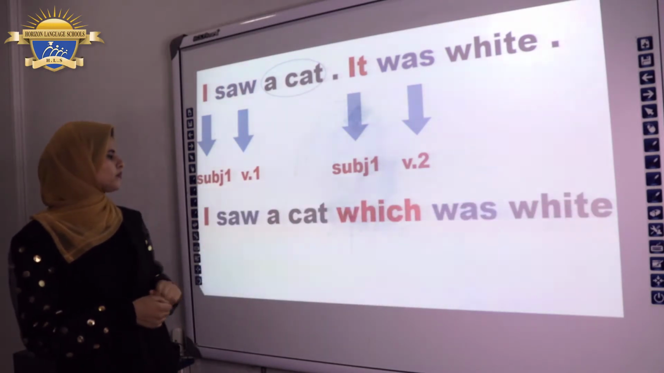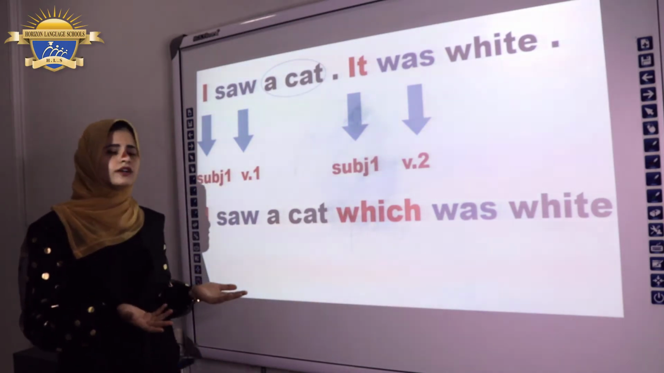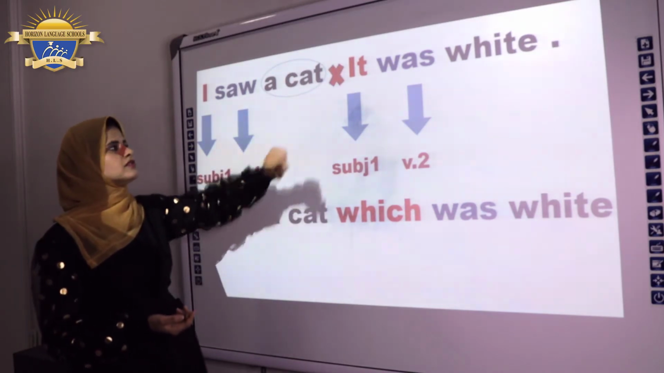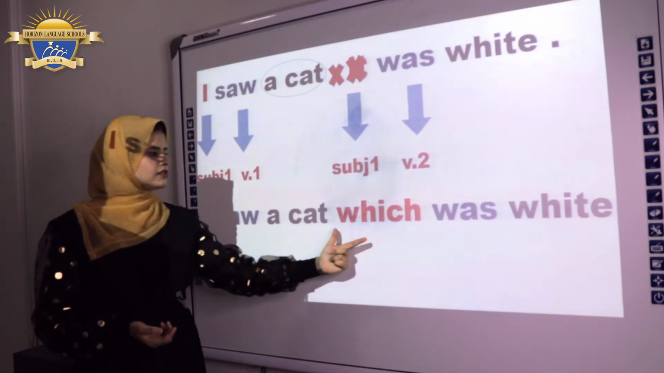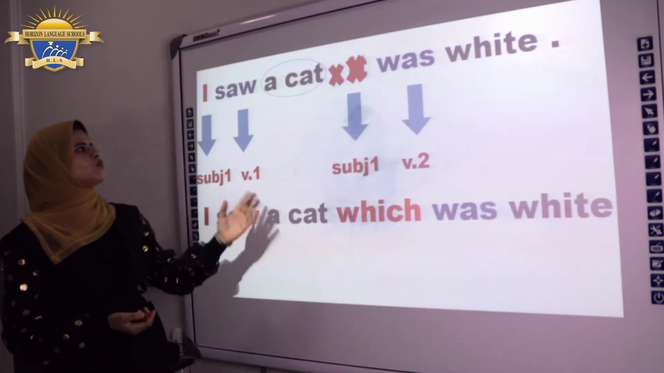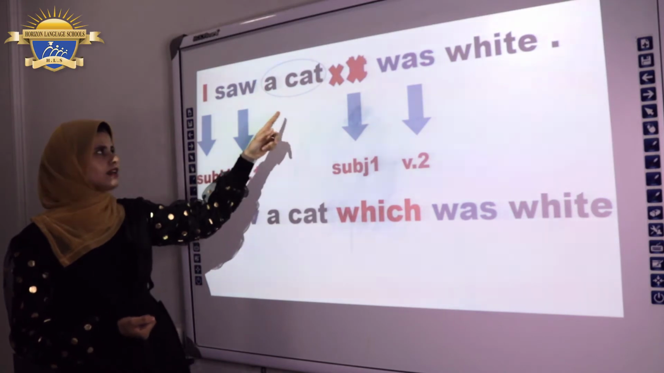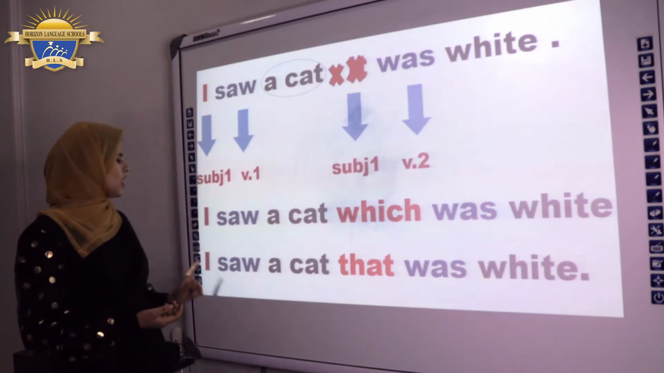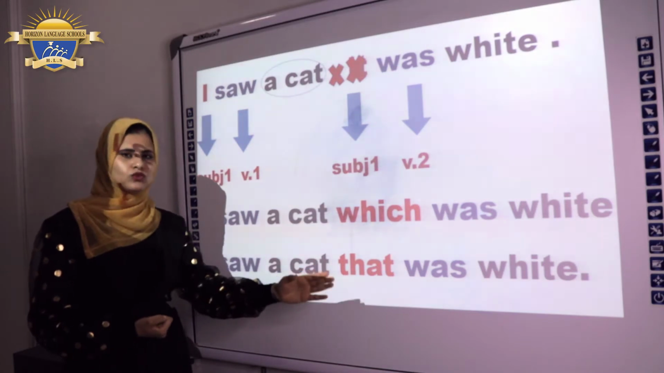Let's see. I saw a cat which was white. What have we done? We put the first sentence, I saw a cat. We deleted the full stop, deleted the subject it, and replaced it with which. And the second sentence, was white. Why did we delete it? Because it refers to a cat. It refers to an animal. Or we can say, I saw a cat that was white.